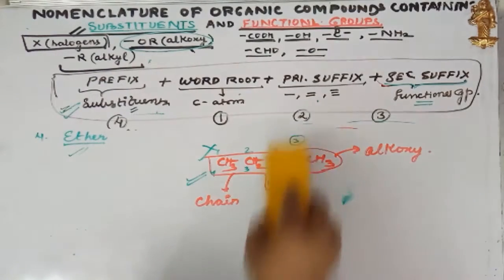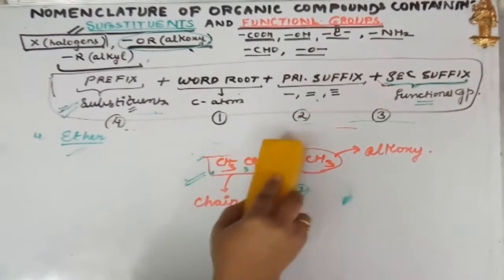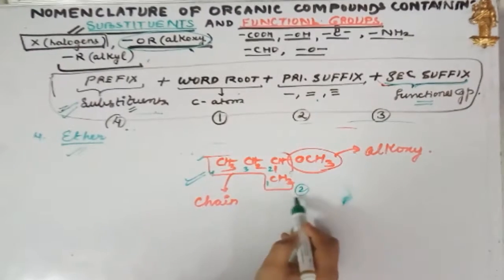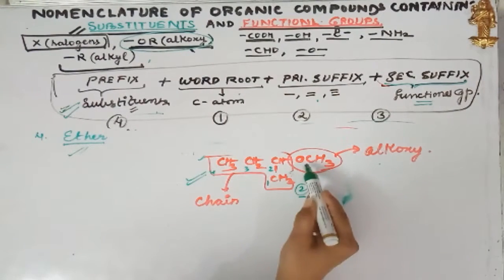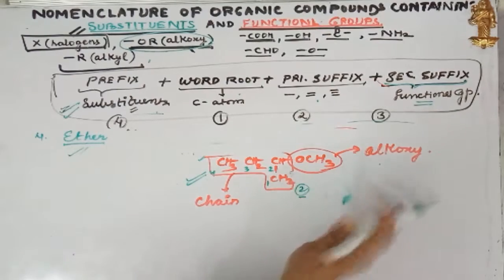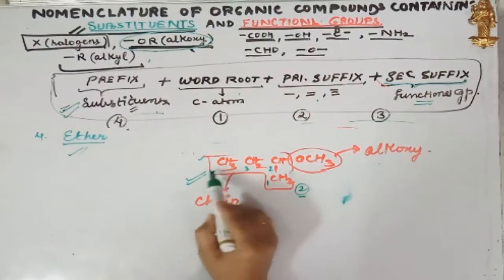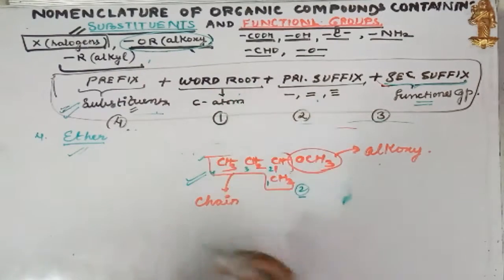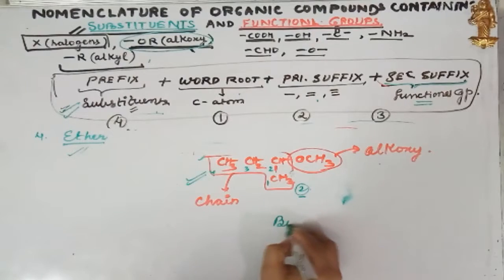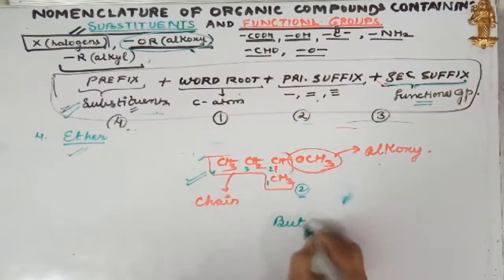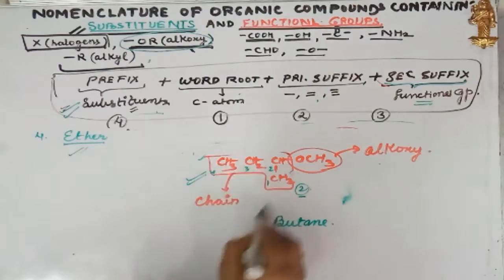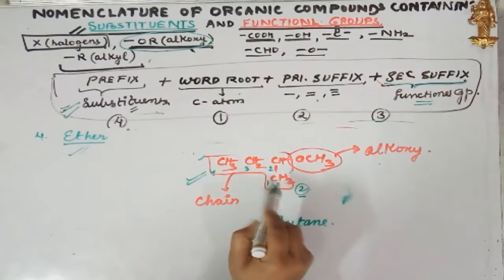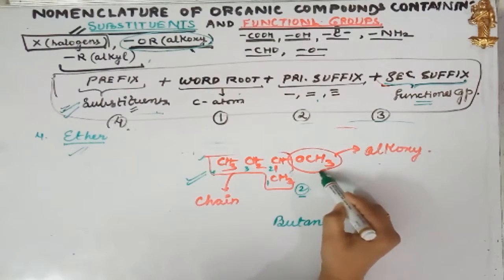So I'm not going to take this as the numbering pattern of the chain. I'm going to take this one as a numbering pattern where I'm getting my alkoxy group at the second position. So let us name the compound in the simple manner. What will be the word root? Word root will be decided by the chain. So this chain has 4 carbon atoms, and this is the word root. 4 carbon atoms means but. Just because there is no double bond, it is ane. So this is butane.